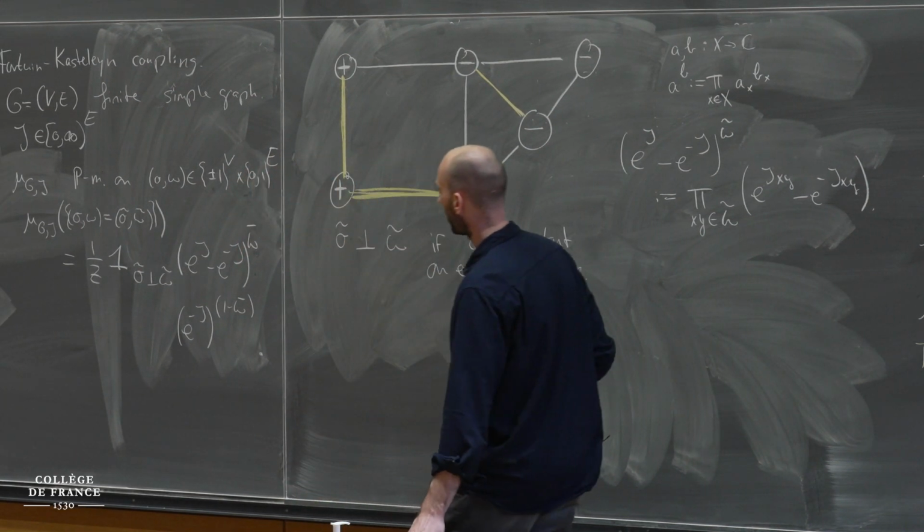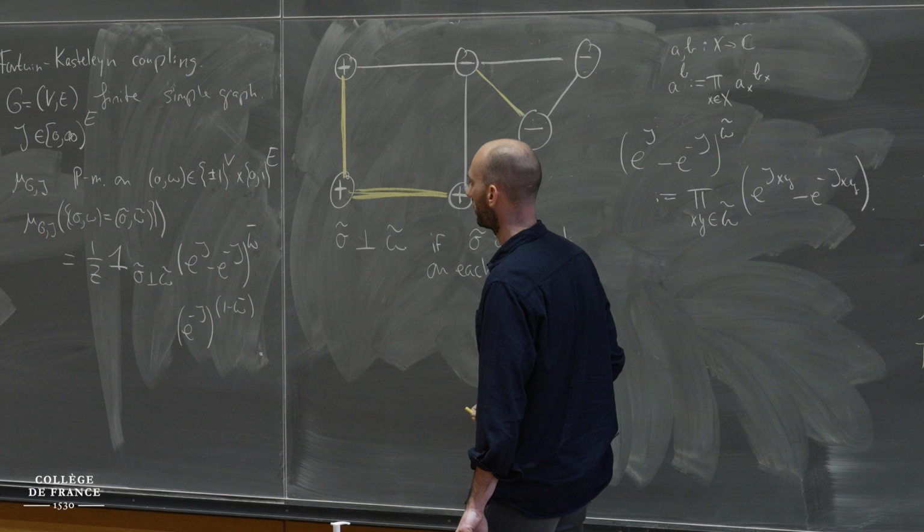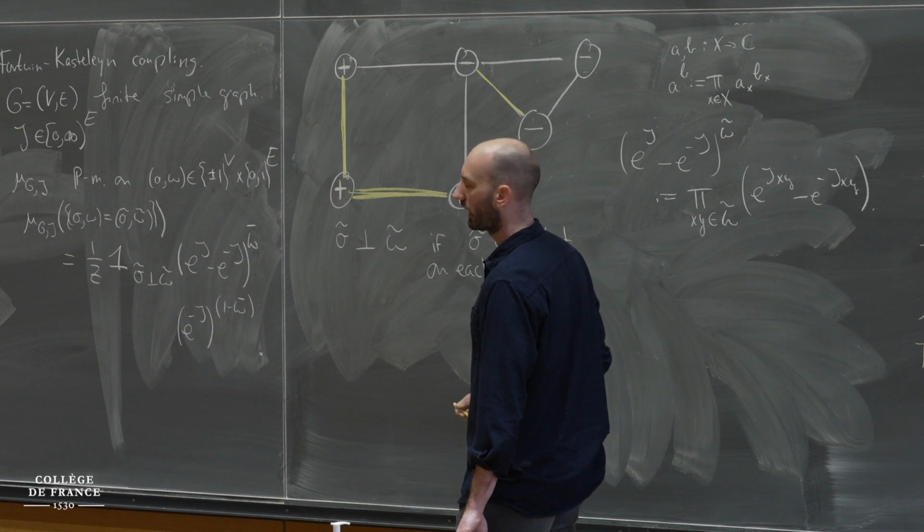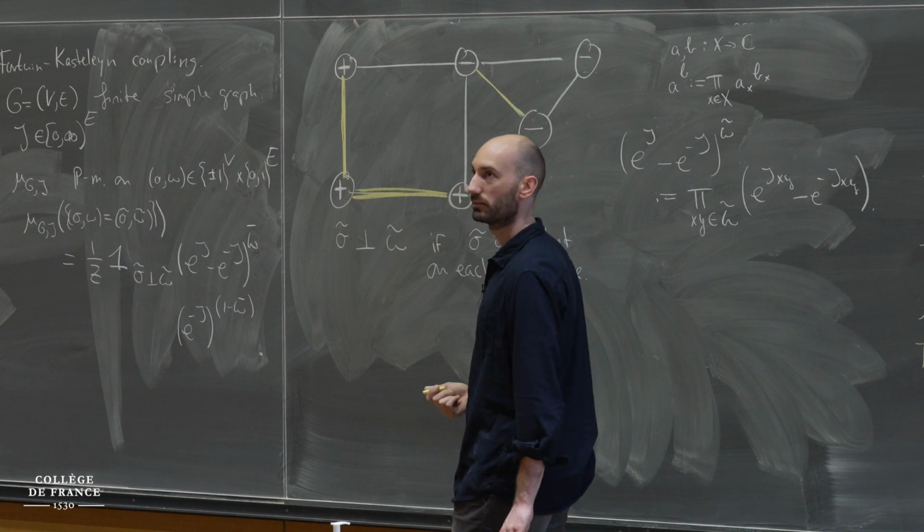So now what you can do is you can look at the two marginals of this measure. You can integrate out sigma and you can integrate out omega.